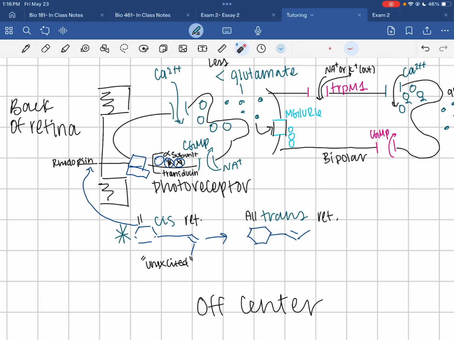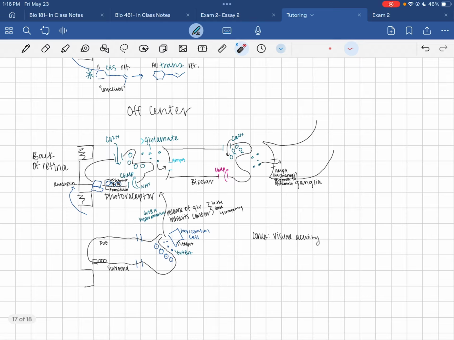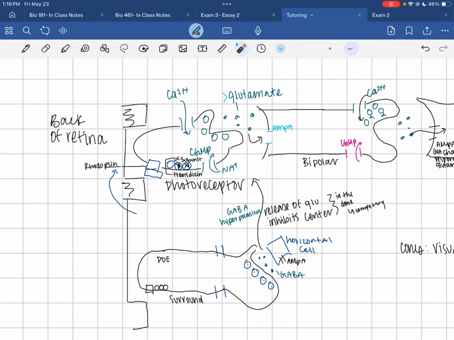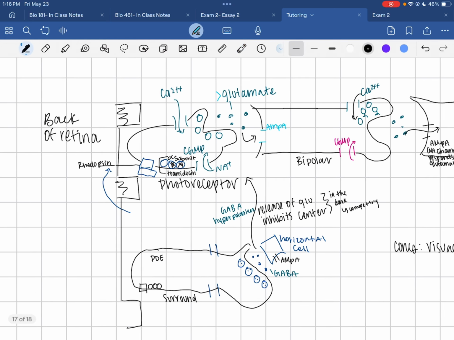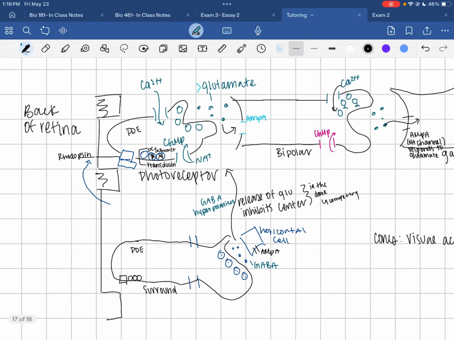So when we're in the light, though, transducin is going to be activated. So right here, transducin is activated, which means that this alpha subunit right here is going to activate phosphodiesterase, which would be right here. So this is when we're in light, right?